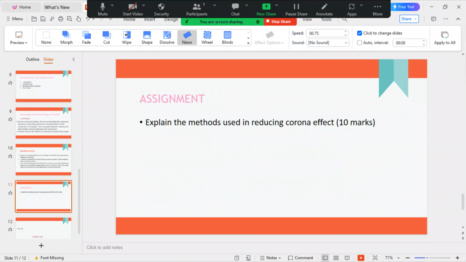Having looked at the definition, the factors affecting and the brief theory bringing about the corona effect, I can leave this assignment to you. It's not a hard one. You can do some Google. Explain the methods used to reduce corona effects.